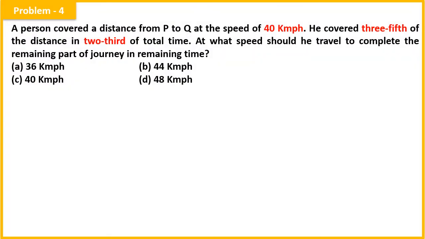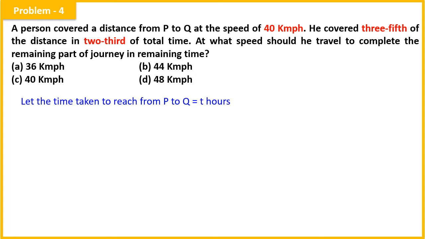Problem 4. A person covered a distance from P to Q at the speed of 40 km per hour. He covered 3/5 of the distance in 2/3 of the total time. At what speed did he travel to complete the remaining part of the journey in the remaining time? Let us assume that the time taken to reach from P to Q is, suppose, t hours.